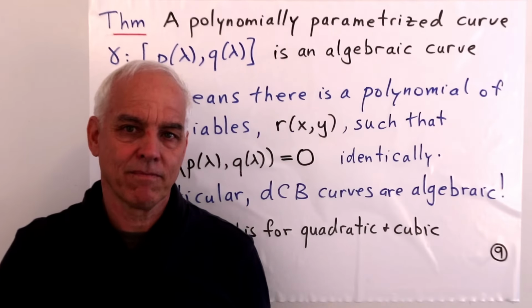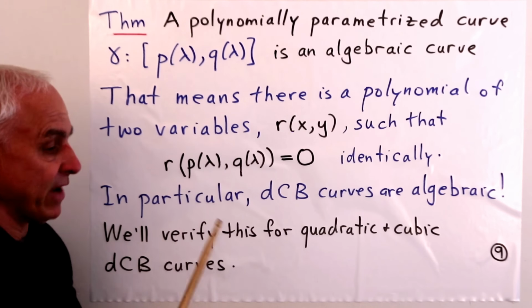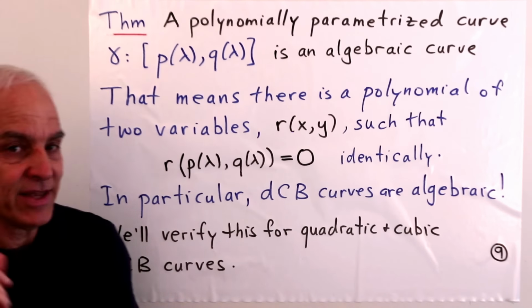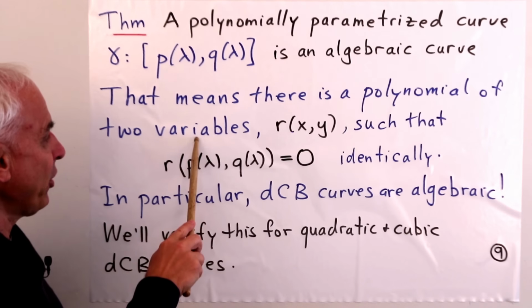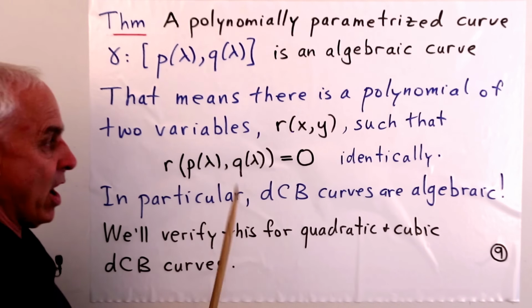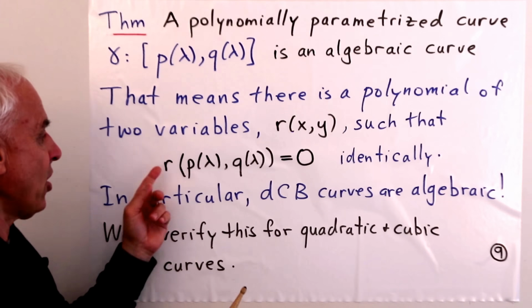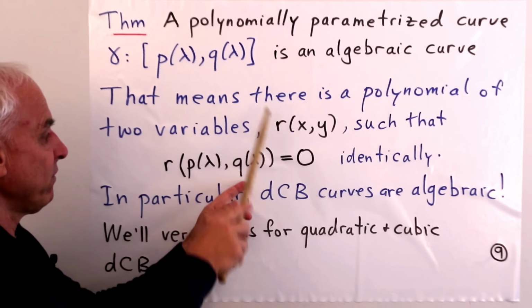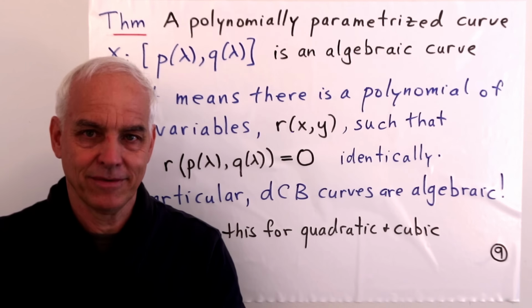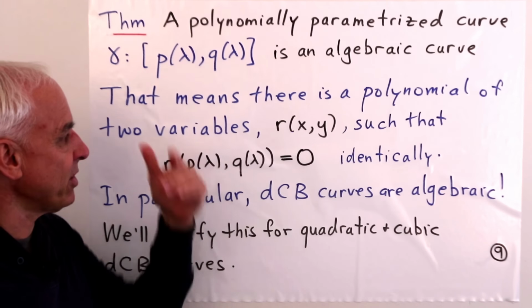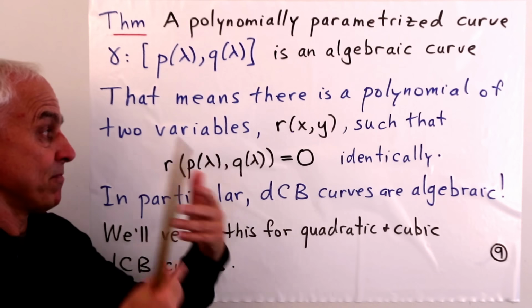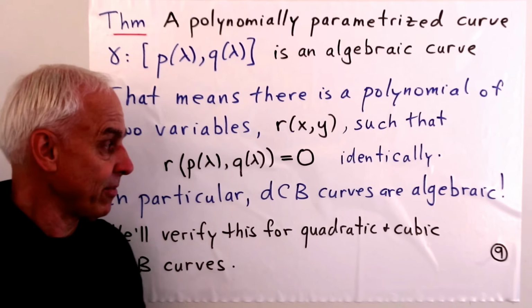And a somewhat deeper fact about these curves is that a polynomially parametrized curve, in other words, something that's expressible this way in terms of a polynomial p of lambda and another polynomial q of lambda being the x and y coordinates, is an algebraic curve. What does that mean? It means that there's a polynomial of two variables, say r of x and y, such that r of p of lambda, q of lambda is 0 identically. So these two polynomials together satisfy a third polynomial equation in two variables.